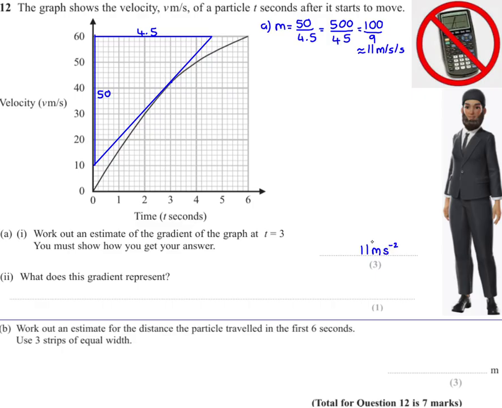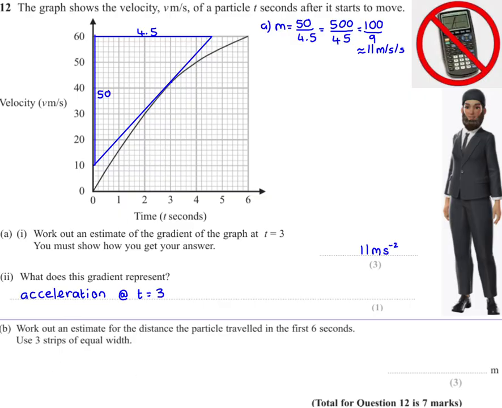Okay, what does this gradient represent? This represents the acceleration at t equals 3 seconds. Now it says over here, work out an estimate for the distance the particle travelled in the first 6 seconds. Use 3 strips of equal width.